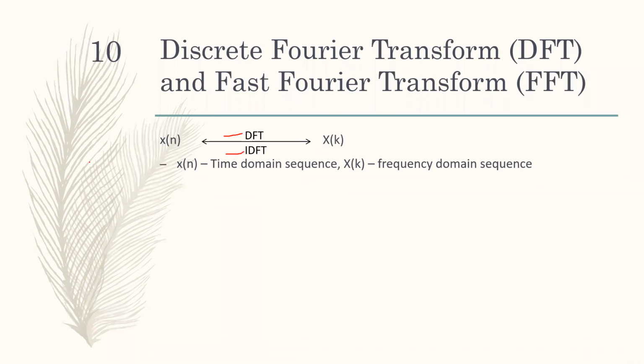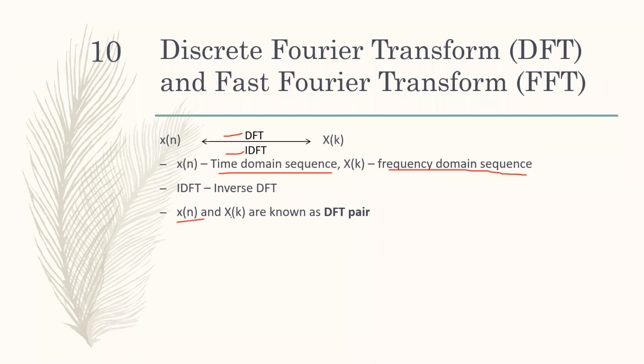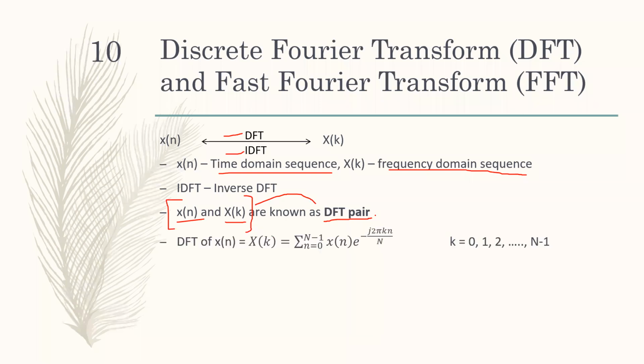Now in this case, x of n is the time domain sequence and X of k is the frequency representation of that time domain sequence. So IDFT is inverse DFT. Then here we call x of n and X of k both together as a DFT pair. We term it as a DFT pair.